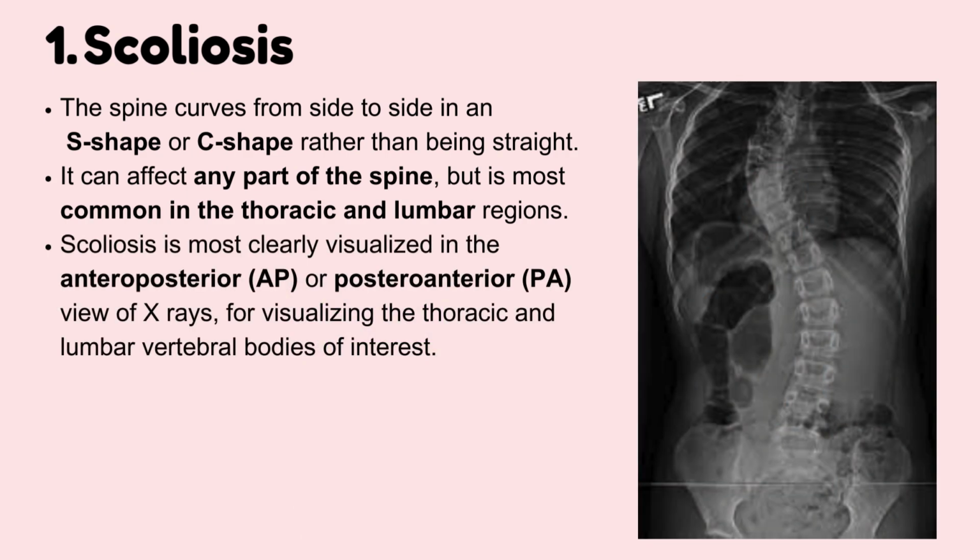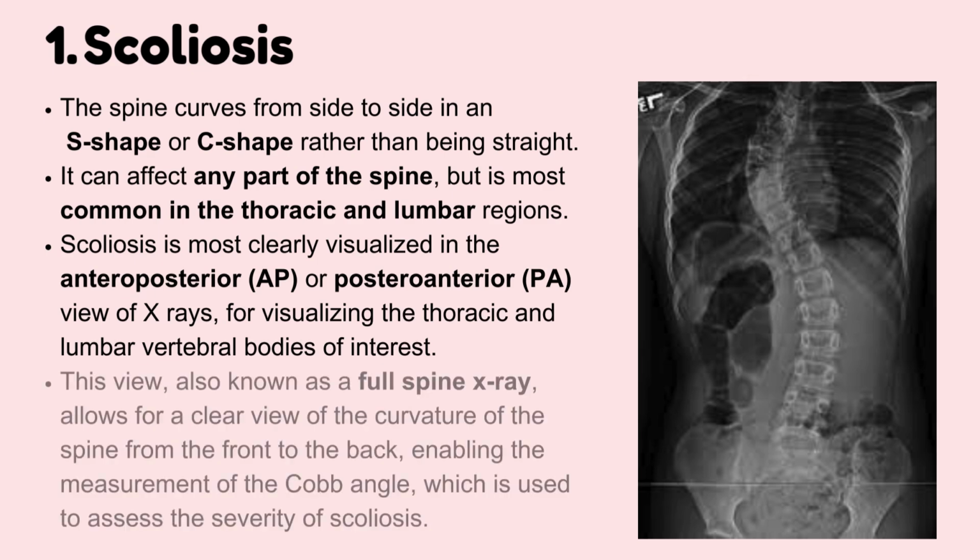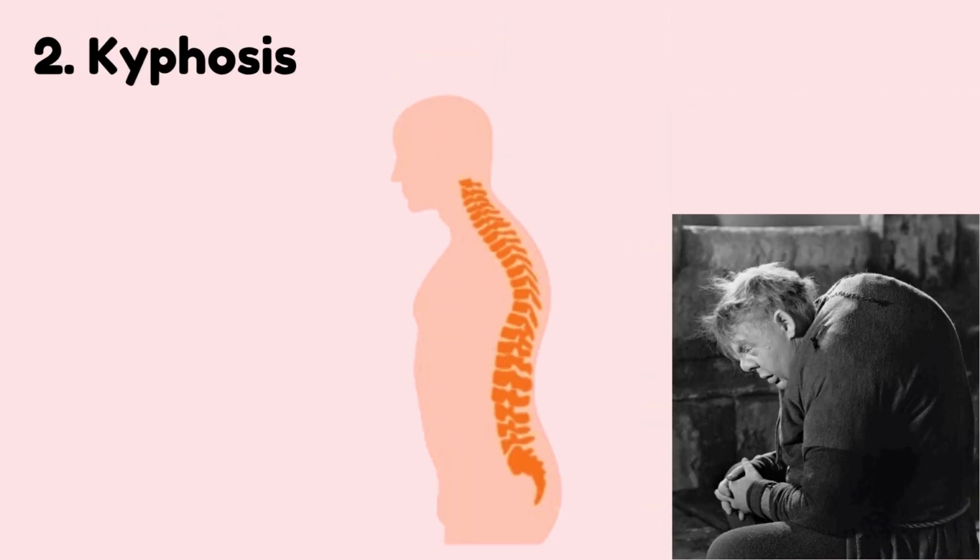Scoliosis is most clearly visualized in the antero-posterior or postero-anterior view of X-rays, especially when visualizing the thoracic and lumbar vertebral bodies. This view, also known as a full spine X-ray, allows for a clear view of the curvature of the spine, from the front to the back, enabling the measurement of the Cobb angle, which is used to assess the severity of scoliosis.